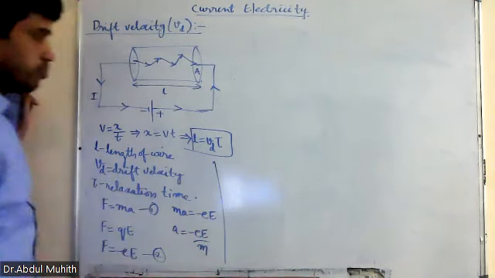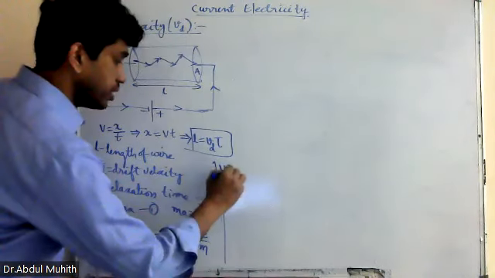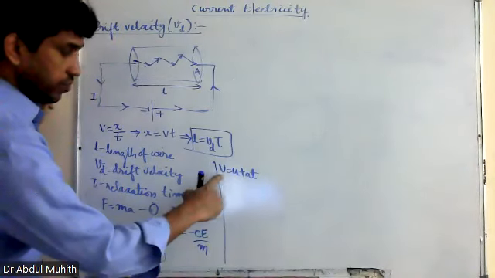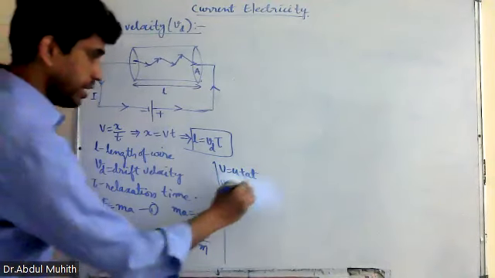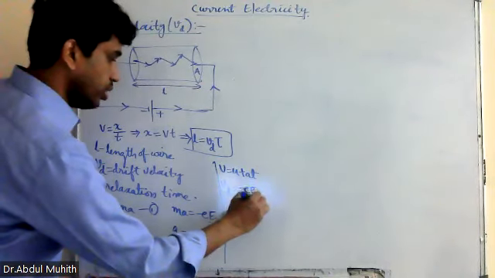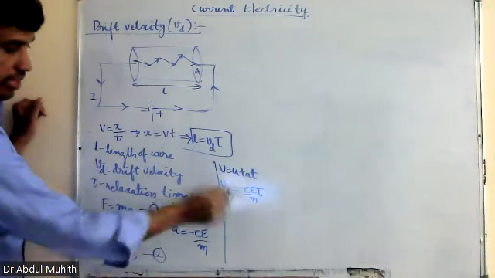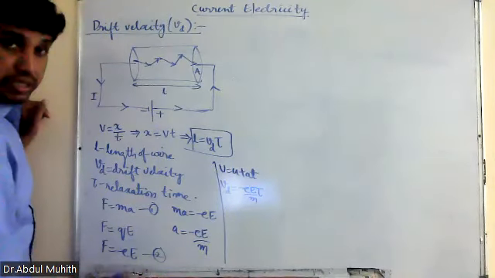Next, we have the equation of motion for uniformly accelerated bodies. What is the formula? V is equal to U plus AT. U is the initial velocity, V is the final velocity. So VD is equal to what? Minus E capital E by M into tau. This is the formula. Is that clear? In the place of acceleration, I'm writing this one. And initial velocity is 0. Is this clear?